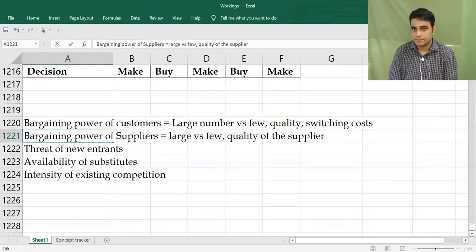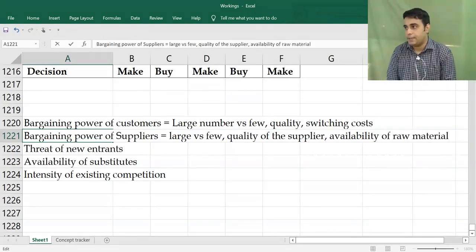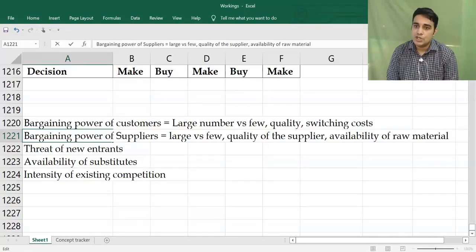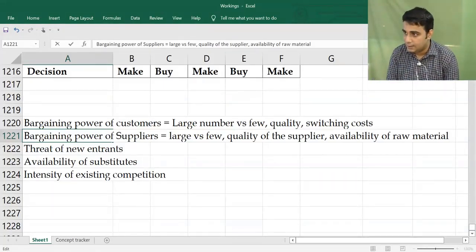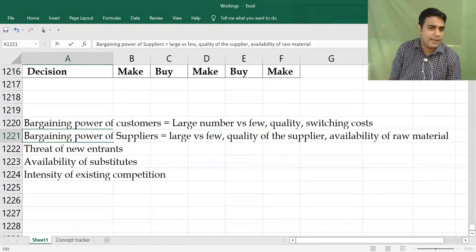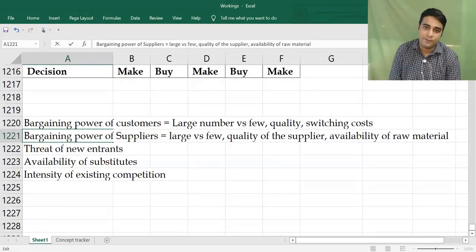Availability of the material. This also is very critical. Availability of raw material. If raw material is in short supply, my supplier will start influencing the terms. The same thing will happen on the bargaining power of customer also. If the product is in short supply, I will start influencing it. I will say, I will not supply the product at 20 rupees. You will have to now buy it at 25, 30, 35.